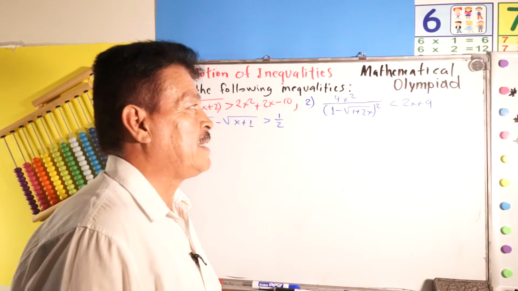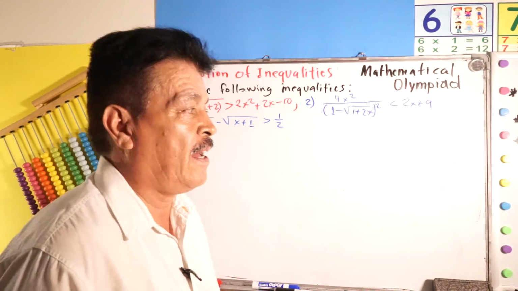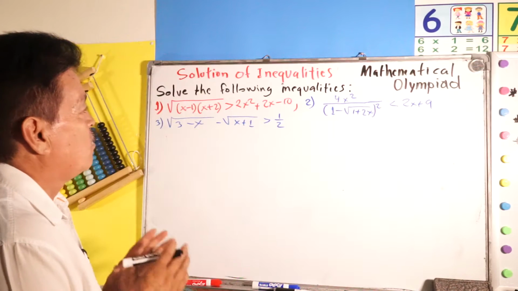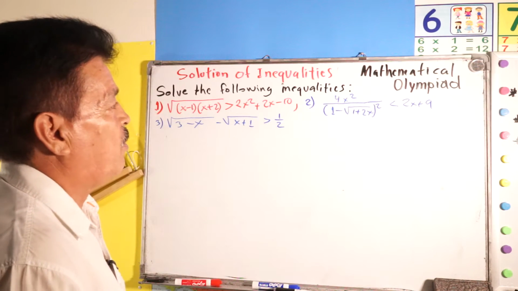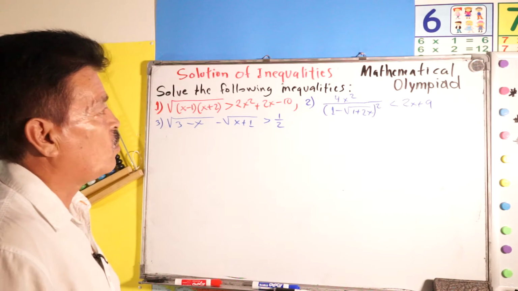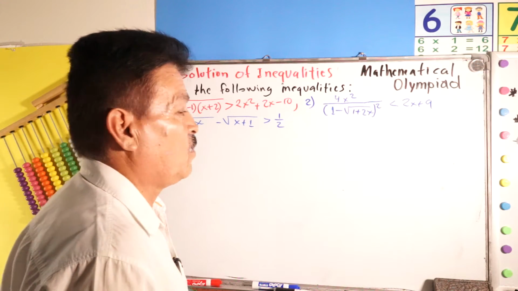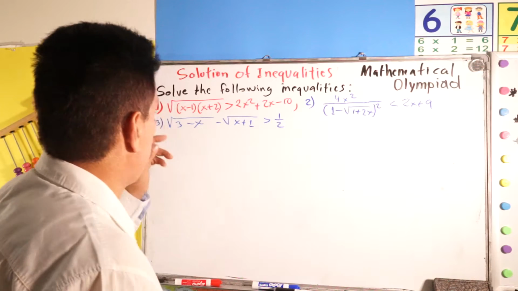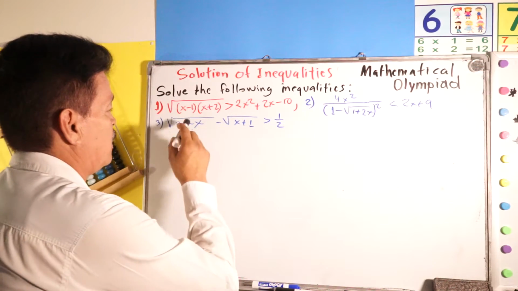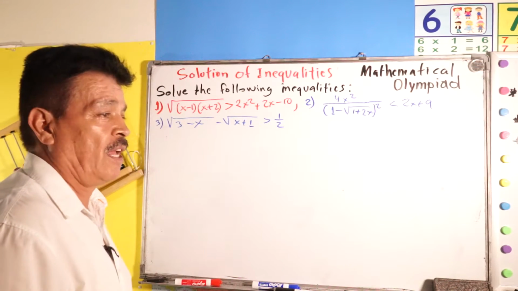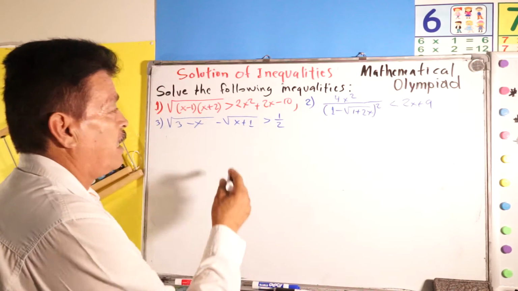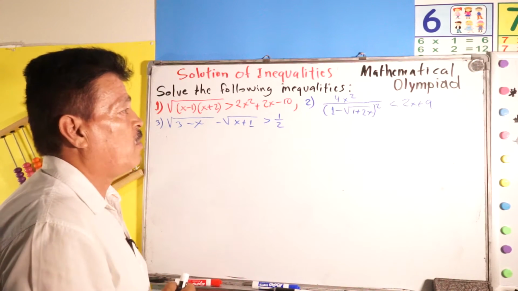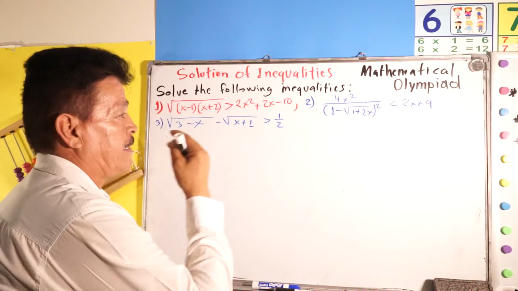Welcome to Mathematics Olympiad. Today I will solve a couple of problems about the solution of inequalities. The first problem is the square root of (x minus 1)(x plus 2) greater than 2x squared plus 2x minus 10.